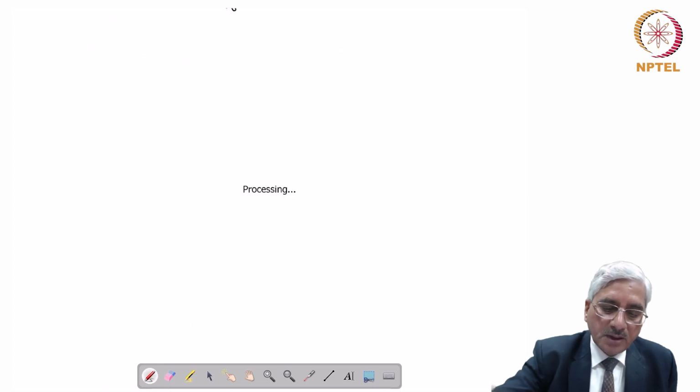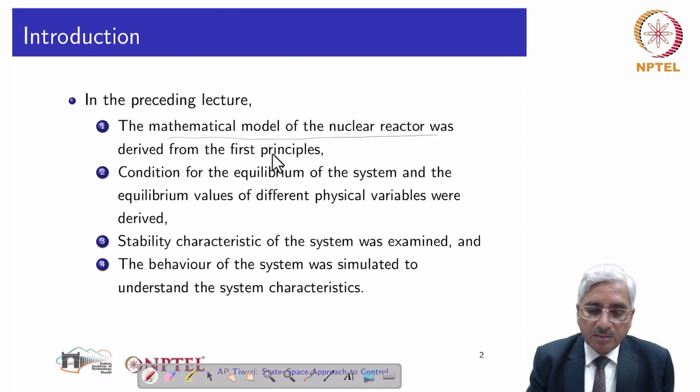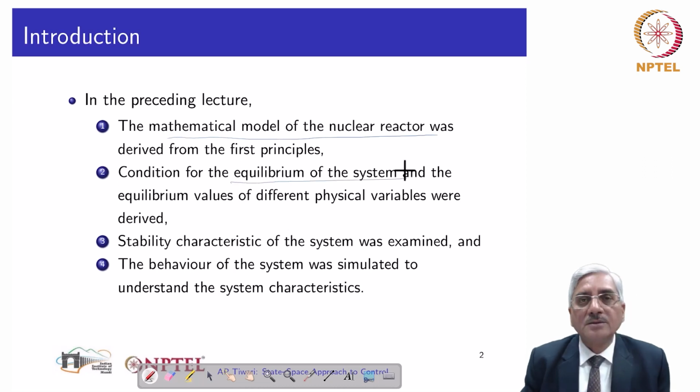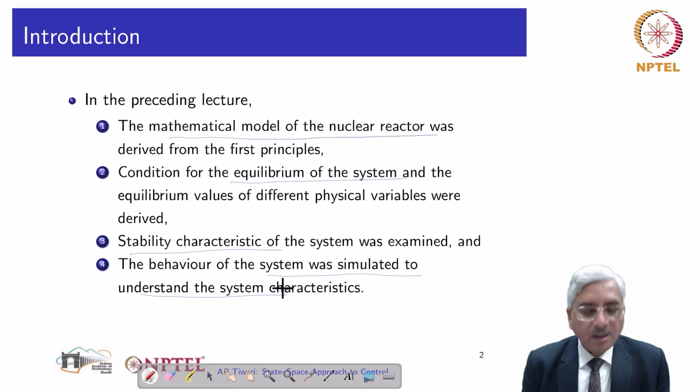So straight away we go to what we did in the last lecture. As you saw, we derived the nonlinear mathematical model, and we saw that the control rod has to be at the zero position, and thereby the neutron density will be constant. So that is the equilibrium condition which we considered. Then we saw the stability characteristic of the system. It has two eigenvalues at the origin, so unstable. And then we simulated it for a representative transient. We introduced a disturbance at the input terminals, and we saw how the system behaves.